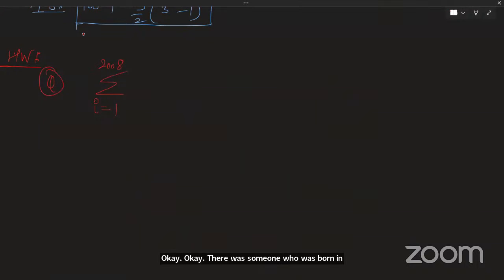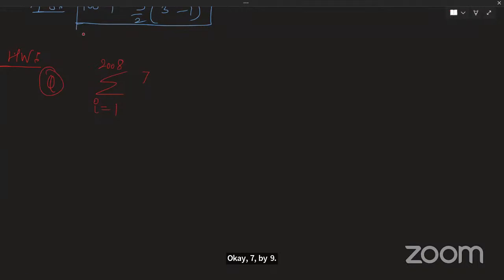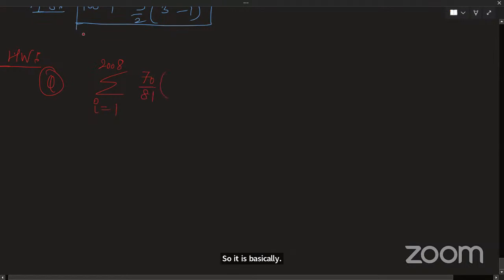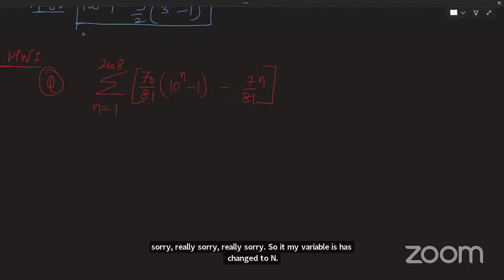So fine. It is this thing into 7 by 9. Okay, 7 by 9. Just a second. So it is basically 70 by 81, into 10 raised to n minus 1, minus 7 by 81 into n. Oh, sorry, really sorry. So my variable has changed to n. Fine, my variable has changed to n.